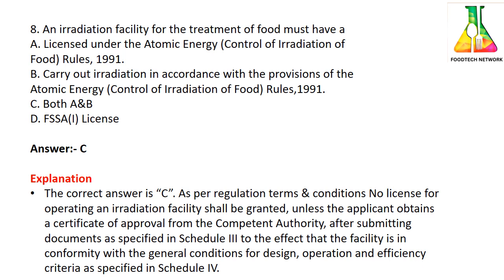As per regulation, terms and conditions, no license for operating an irradiation facility shall be granted unless the applicant obtains a certificate of approval from the competent authority, as well as after submitting the documents as specified in Schedule 3, to the effect that the facility is in conformity with the general conditions for design, operation, and efficiency criteria as specified in Schedule 5.